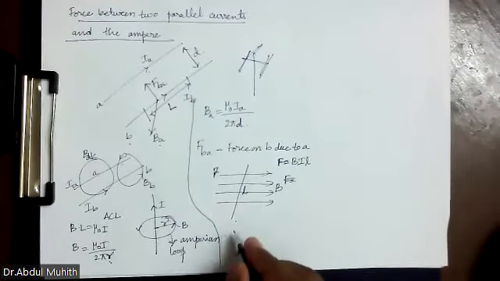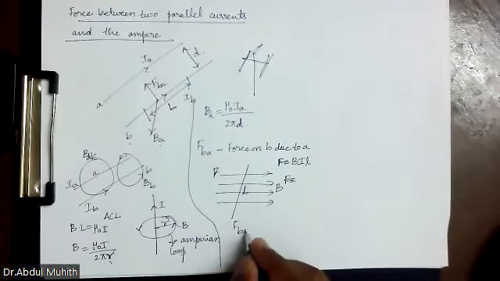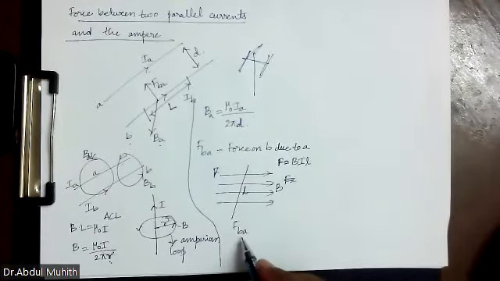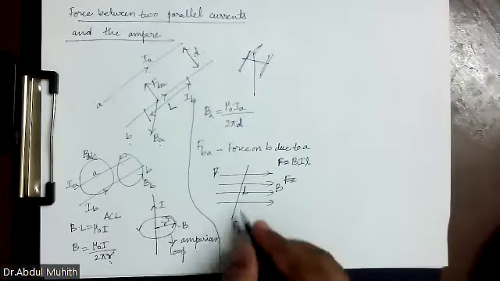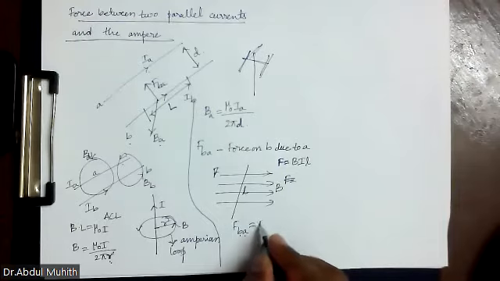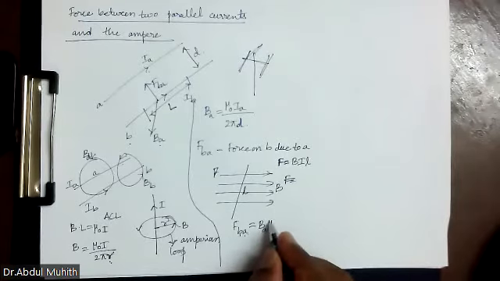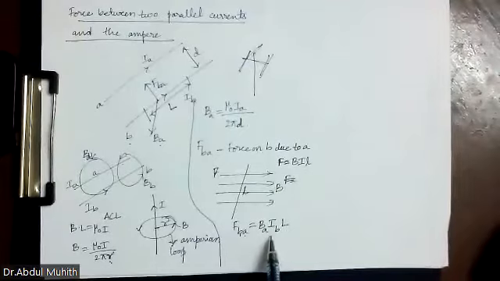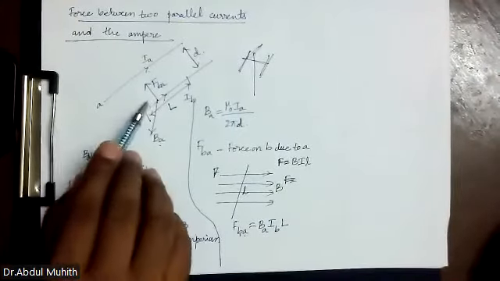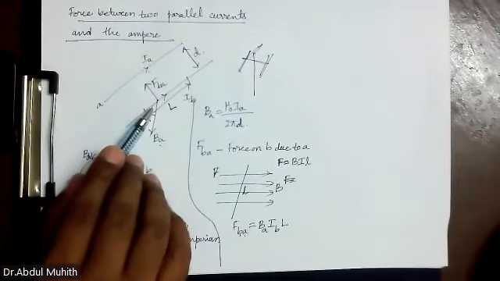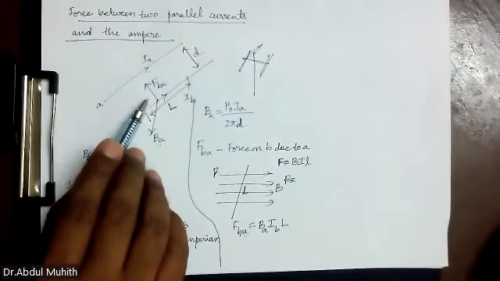So here we have FBA. Force on B due to A is equal to what? BIL sin theta. What is the magnetic field? Force on B due to A. Magnetic field is B, A, I into B into L. Current is moving in the second. How much is the force experienced by B due to A?